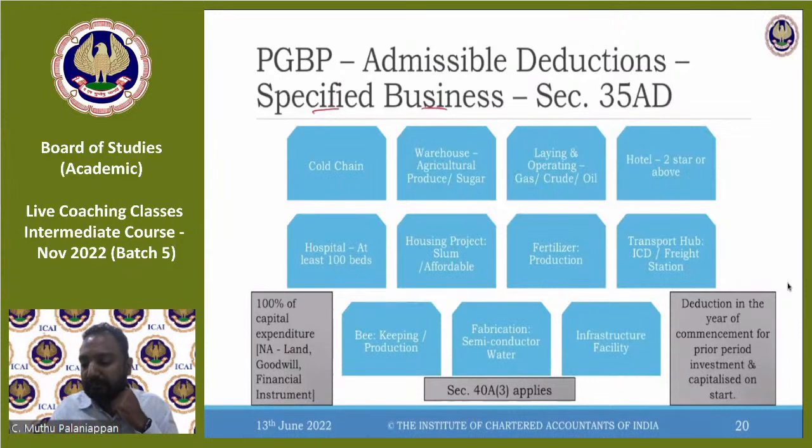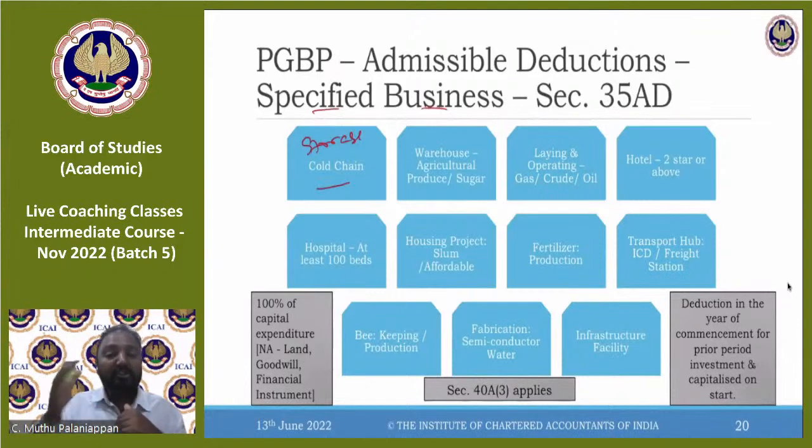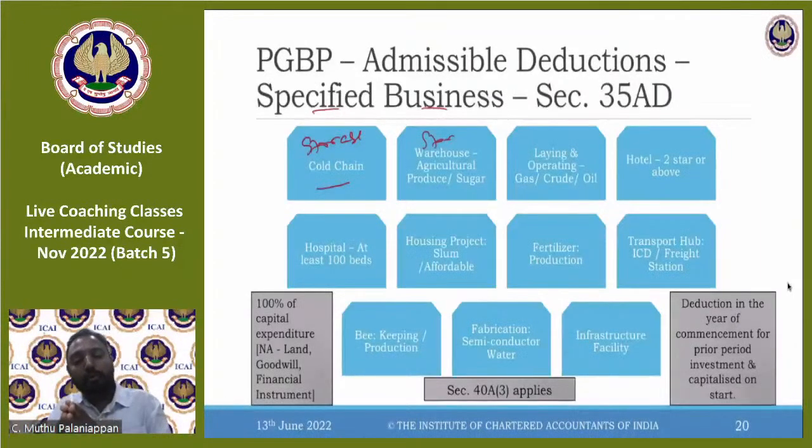So cold chain facility. Cold chain facility means storage. Cold storage. So there is cold storage facility. So that is called cold chain for storage of meat, various fruits or other things. And then business of warehouse. So you are providing a business of warehouse. This is also in the field of storage. So warehouse for what? Agriculture produce or sugar. Or you are in the business of laying and operating gas pipeline, crude pipeline, or any other oil pipeline. So if you are in the business of laying and operating this business, you are eligible for deduction under 35AD.